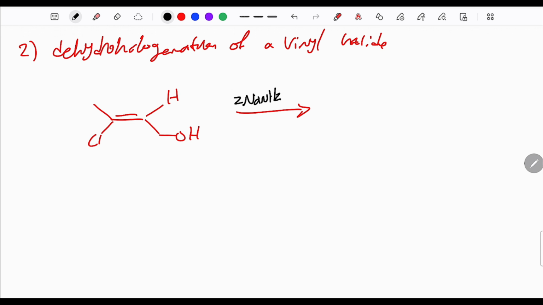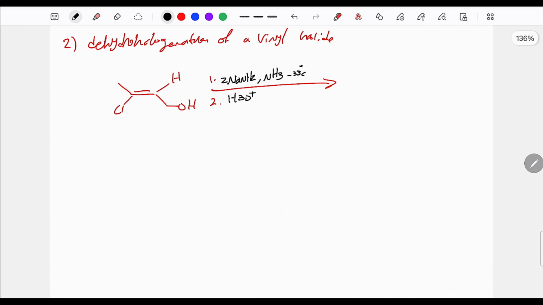We're going to use 2 equivalents of sodium amide in liquid ammonia at minus 33 degrees Celsius. Anytime you use this liquid ammonia here, you have to do it at minus 33 degrees Celsius. And then, this is step 1, step 2 is followed by an acidic workup. Okay, but again, it's the same kind of E2 elimination. I'm not going to show you, right?